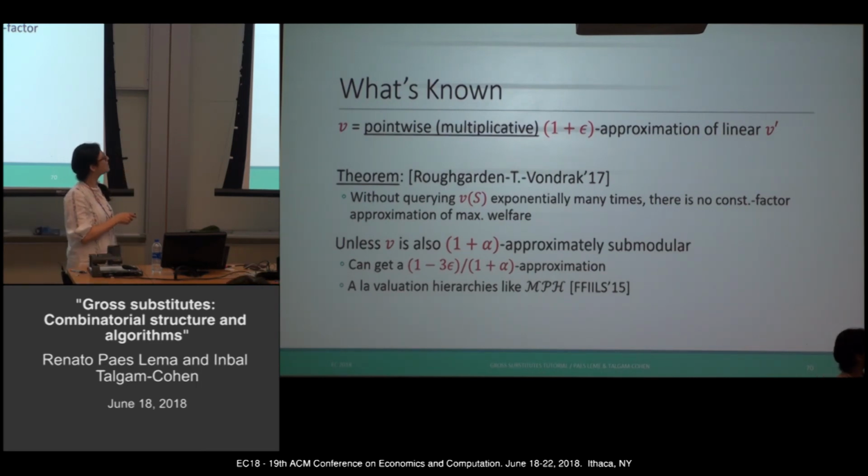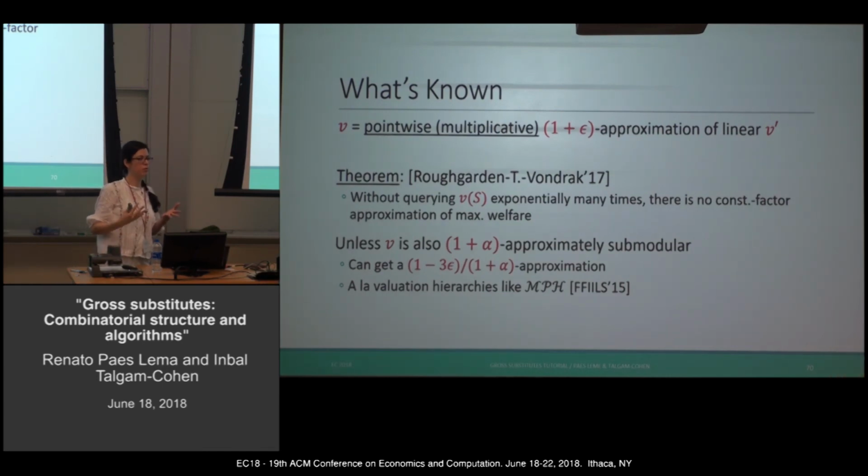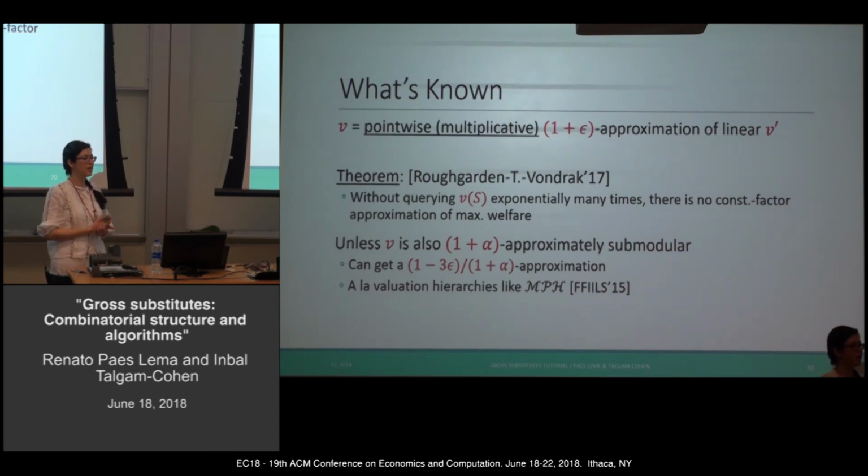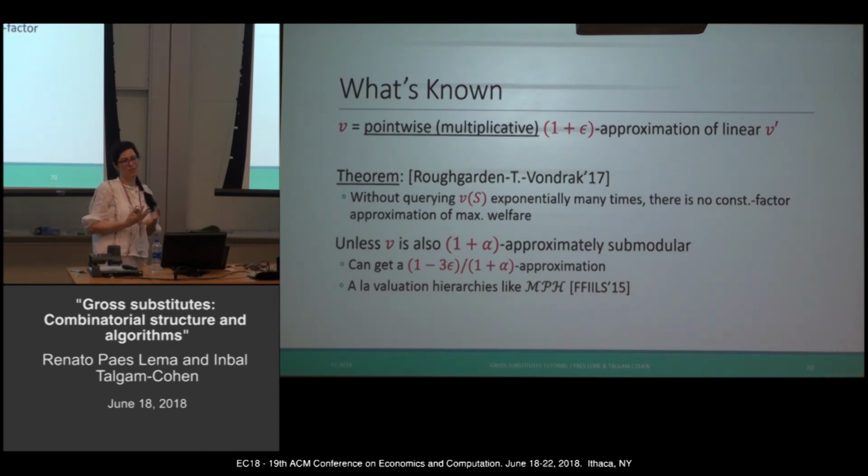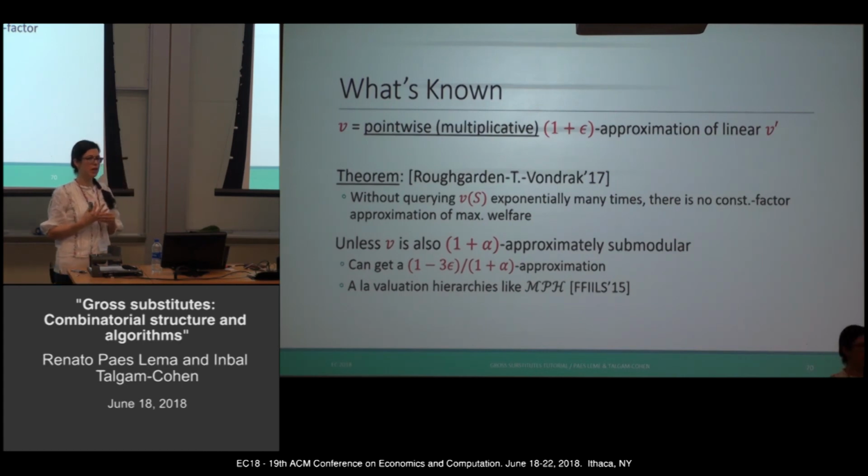Not very positive results. First of all, if you have V prime, which is a 1 plus epsilon approximation, now V is going to be the 1 plus epsilon approximation, and V prime is linear. I'm working with V. So if I don't query V at least exponentially many times, I have no hope of getting a constant factor approximation of the maximum welfare. So this is bad news. I'm trying to work with the most natural approximation I can think of, linear functions, and I can't hope to get anything close to maximum welfare.